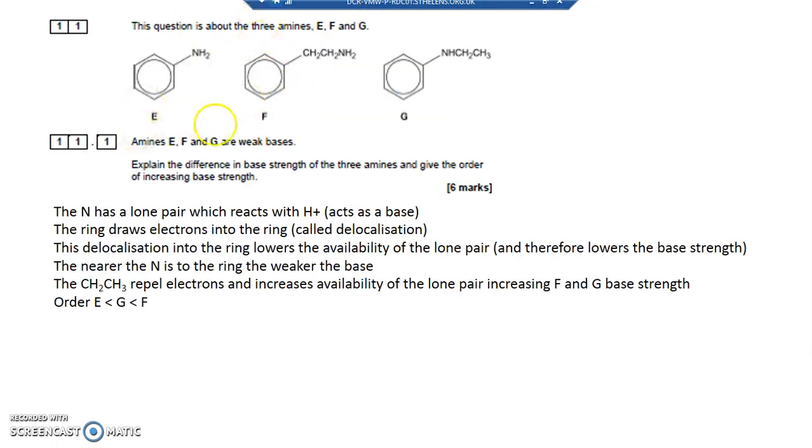Amine F is a benzene ring, but it's got a CH2, CH2, NH2. A methyl group's only got a CH3. I've added not just the NH2, but I've added an extra carbon. The only way I can add an extra carbon is by using cyanide, potassium cyanide. So I need potassium cyanide to add onto this chain.